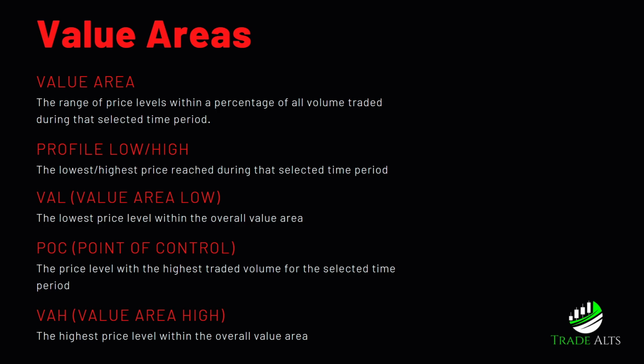It's very important. The point of control is the price level with the highest traded volume for the selected time period. So whatever range you're measuring, wherever that red line goes across is the point of control. That is where the most trading volume took place for that fixed range. And then last, the value area high, which is just the opposite of value area low. The value area high is the highest price level within the overall value area, or the highlighted section.